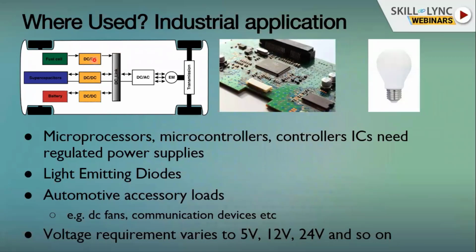If you recall, any communication device or accessory load mostly works on DC voltage. You have a battery source, a 12-volt battery, or in the case of automotive, a high voltage battery. But the loads you have are 5, 12 or 6 volts, so you need DC to DC converters. Similarly, for any microprocessors, microcontrollers, or control ICs, you need regulated power supplies to power them up. You see this everywhere, so in that case too you need DC to DC converters.